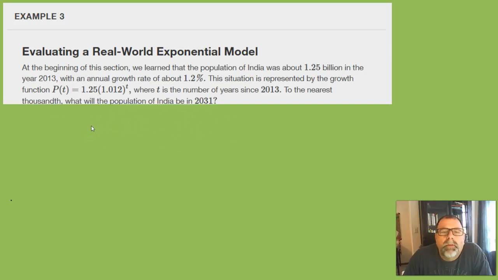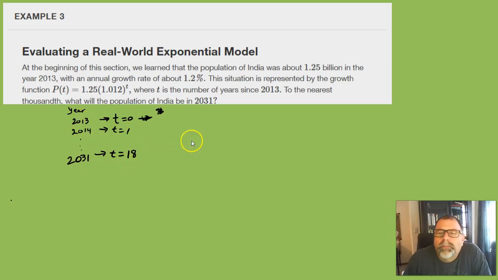Okay, so 2031, so you got to figure out how many years. So t equals 0 is the year, here, let's do it this way. So here's the year 2013. So t equals 0. Now if I do 2014, that would be t equals 1. So if I want to do 2031, so 31 minus 13, that would be t equals, I think, 18. Let me double check that. Yep. Okay, so it's t equals 18.